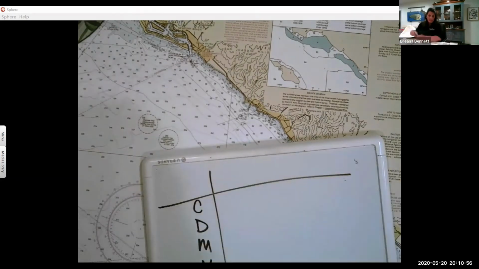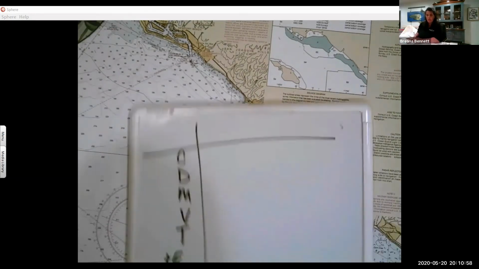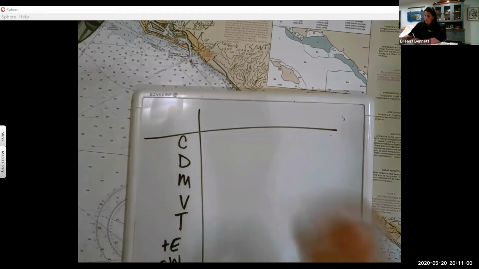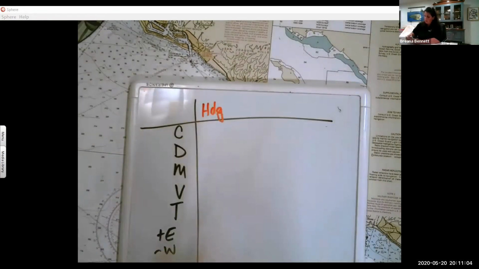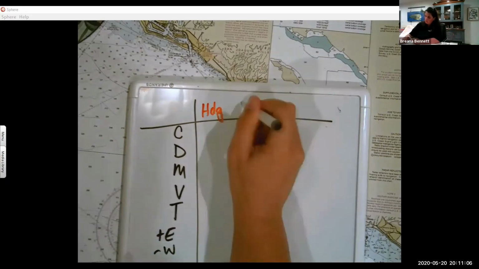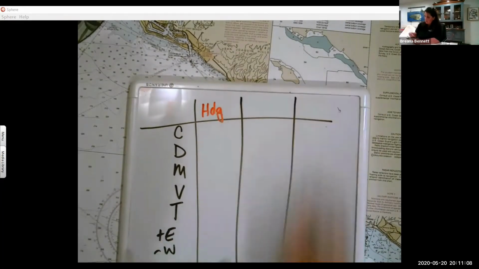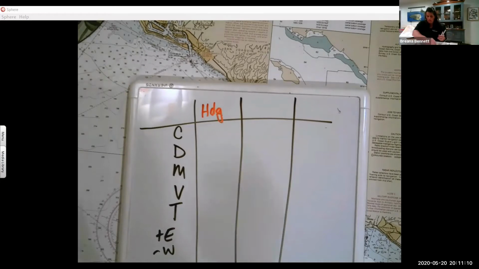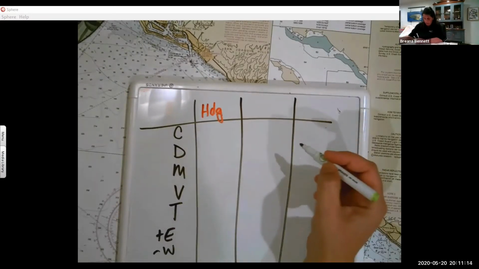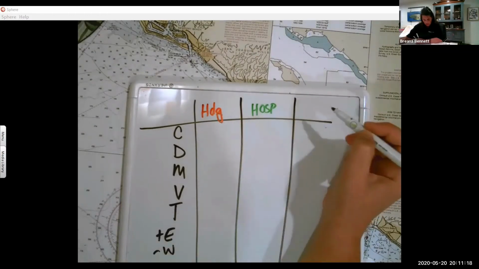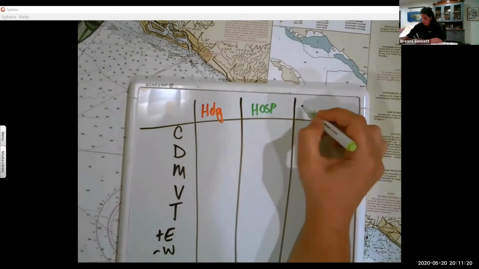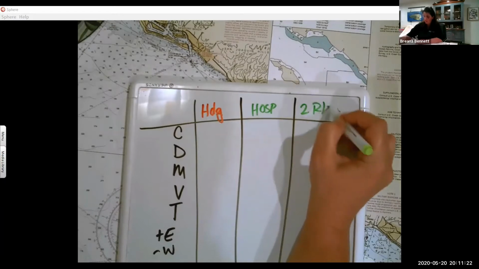So we kind of did this, I don't know, week 2 or 3. So we had a heading. And then we're going to have the hospital. And then we're going to have 2 rock light.